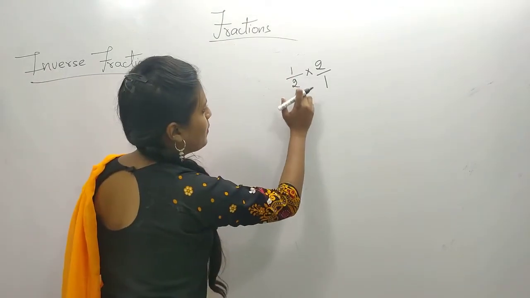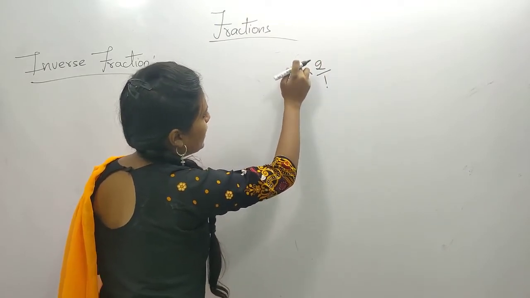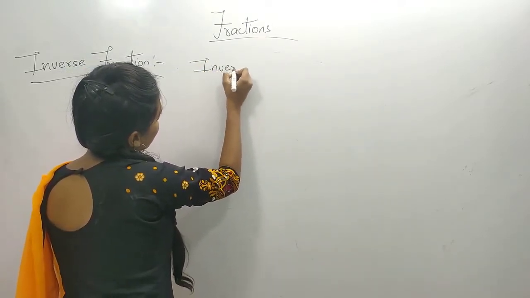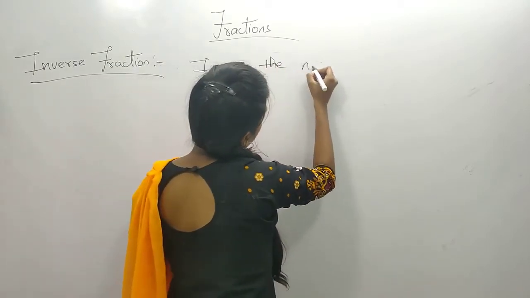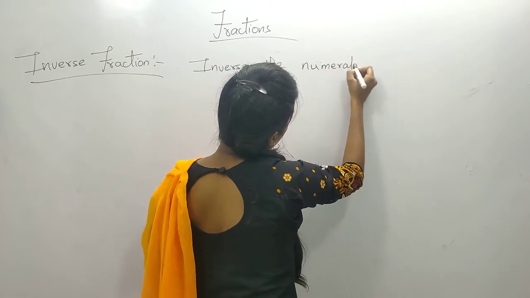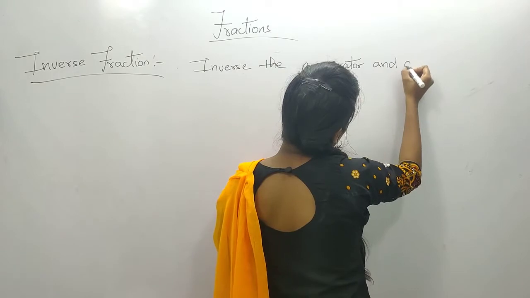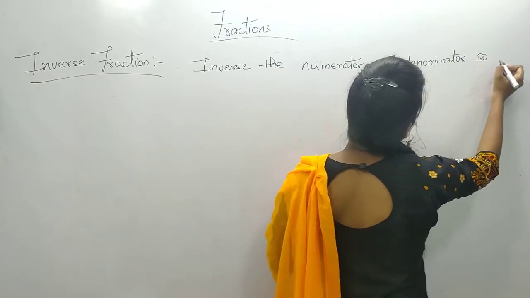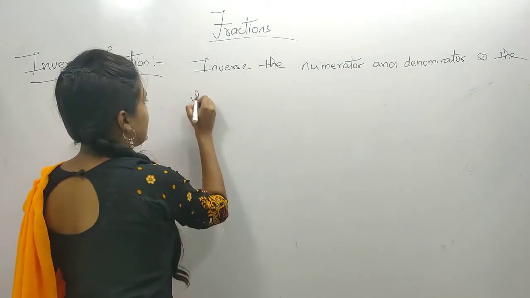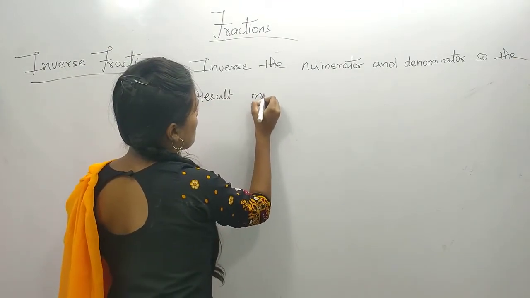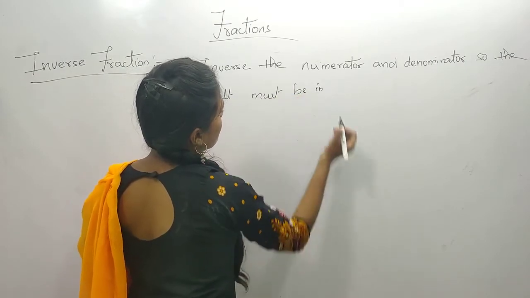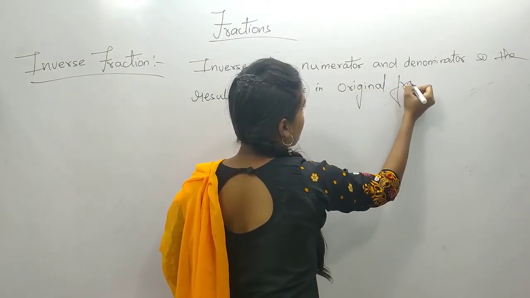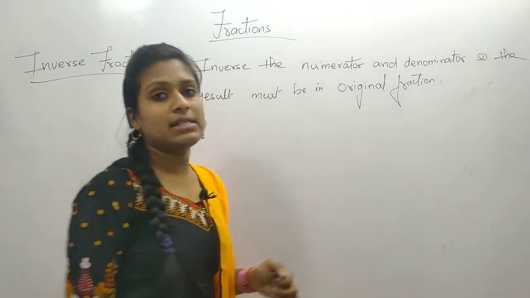Inverse means quite the opposite: denominator to the numerator, numerator to the denominator. Inversing means inverting the numerator and denominator, so the result must be in original fraction form. It is called an inverse fraction.